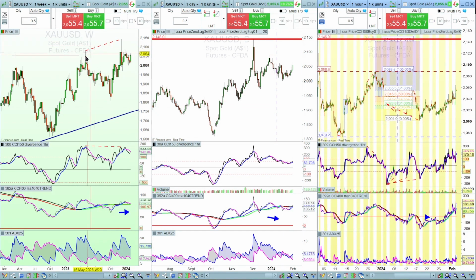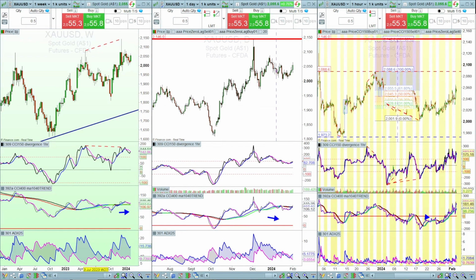But again, just be mindful, we've got the weekly bearish divergence. So even though it's tracing upwards on the lower time frames, we may see a pullback on the weekly, which could be a much bigger decline. Now I'll go through the rest of these fairly quickly.